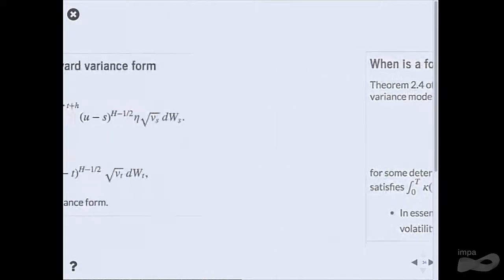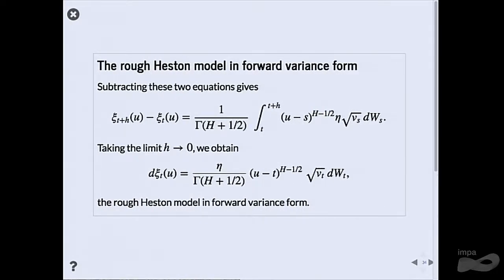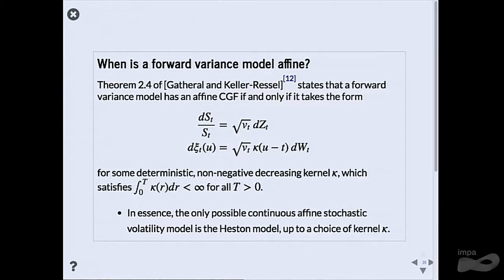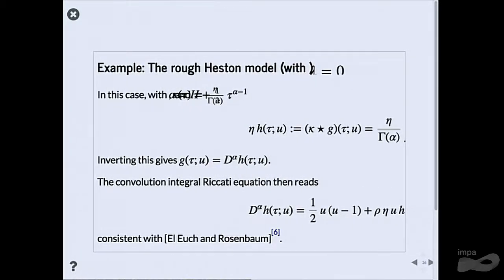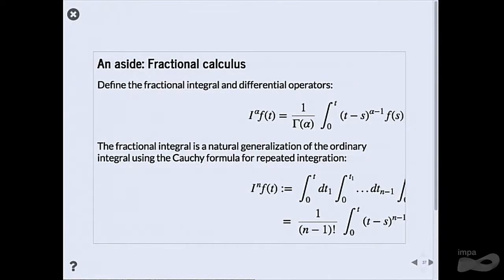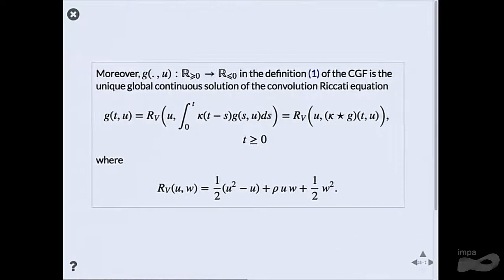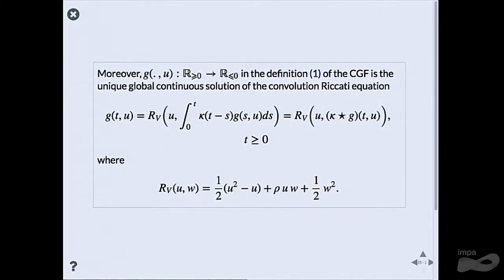Maybe I've been stupid here because I haven't told you what the characteristic function looks like. Let me go backwards. I haven't told you what it looks like, but basically it's just like the conventional Heston one. It's an integral of a function g times the forward variance curve, and you get this function g by solving a Riccati ODE, as in the classical Heston case, but by solving a so-called Riccati-Volterra equation.